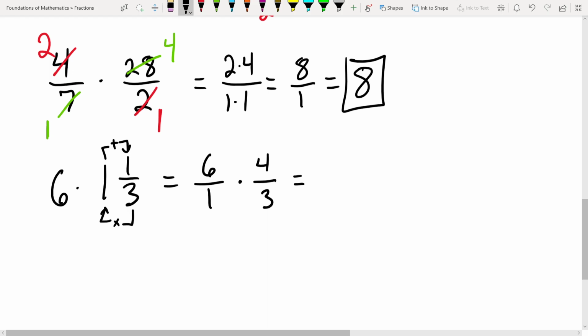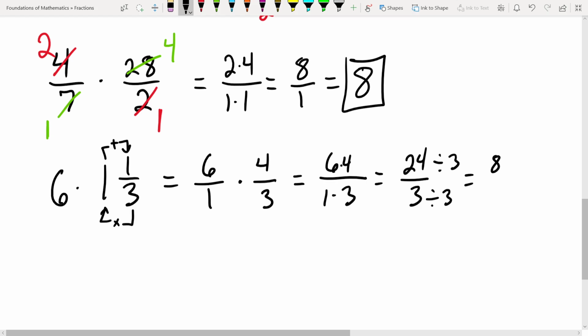Let's just do the multiplication now, and then we can reduce in the end. You can cross cancel here. Do that if that makes sense. 6 times 4 on top, 1 times 3 on bottom. 6 times 4 is 24. 1 times 3 is 3. And of course, we can divide top and bottom by 3, giving us 8 over 1. Hey, which is 8 again. Imagine that.